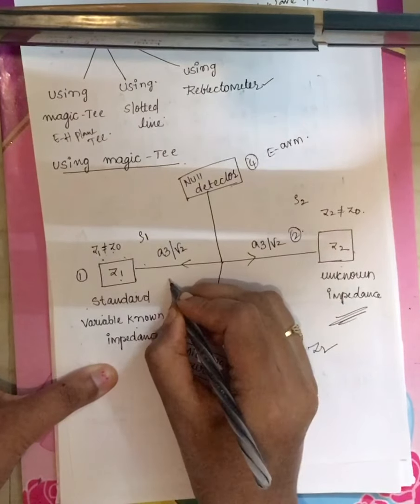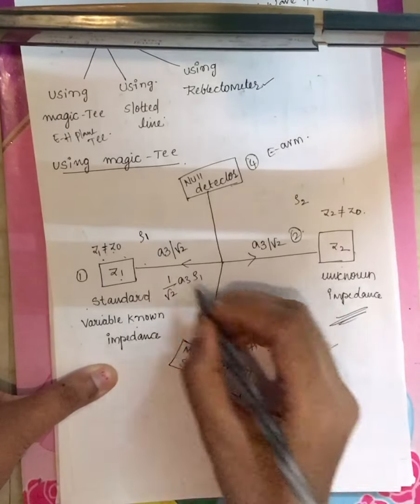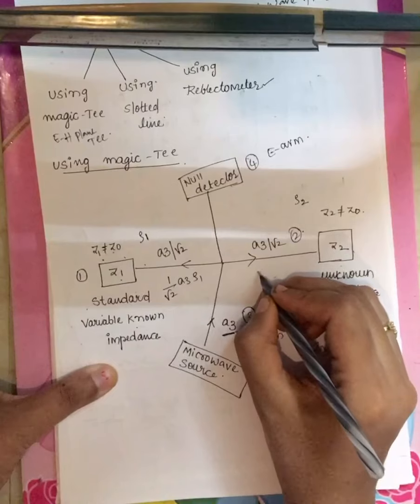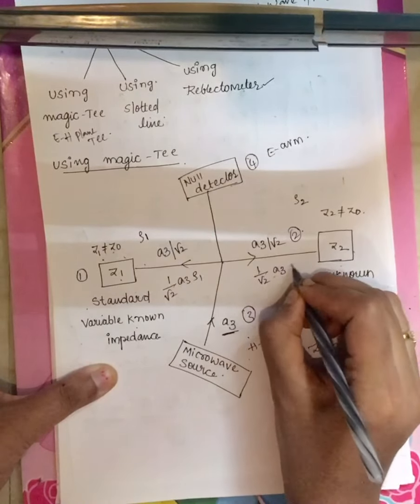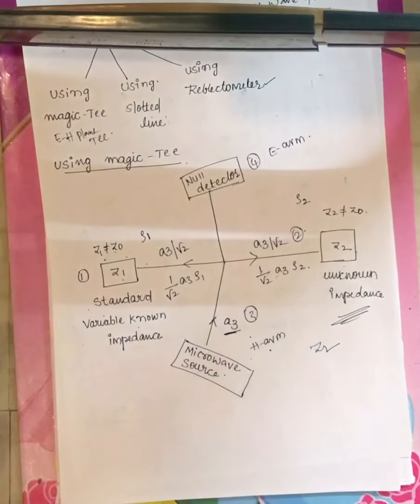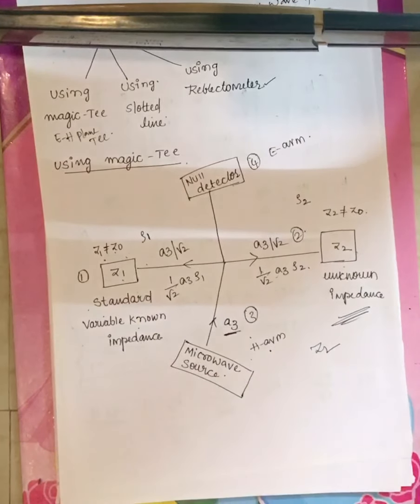Now what will you get finally? 1 by root 2 A3 into rho 1, because Z1 is not equal to Z0, and here you will get 1 by root 2 A3 into rho 2, right? Now, because the known impedance and unknown impedance are not equal to the characteristic impedance, you will get some reflections. That reflection coefficient is represented as rho 1 for your Z1 and rho 2 for your Z2, right?